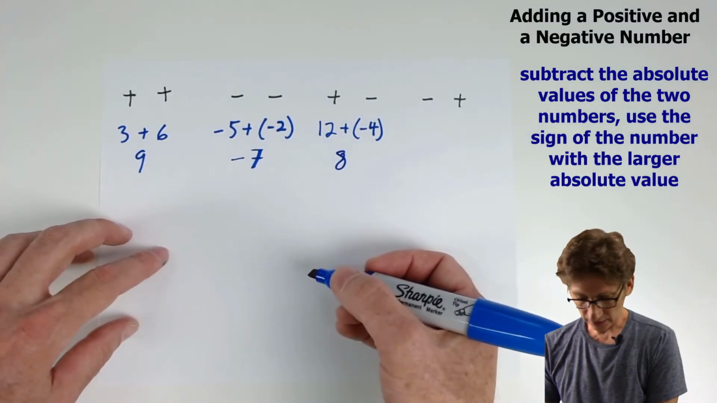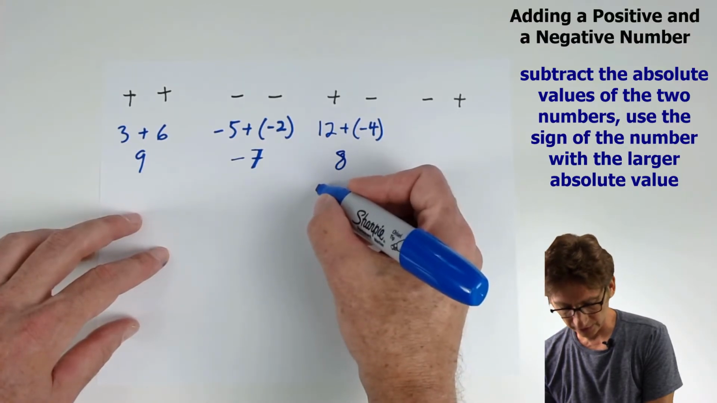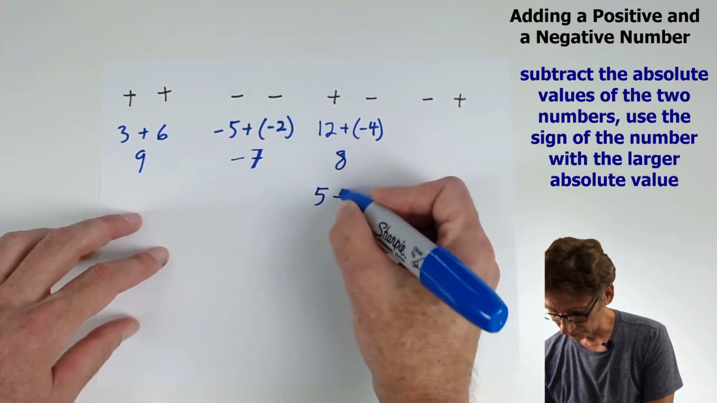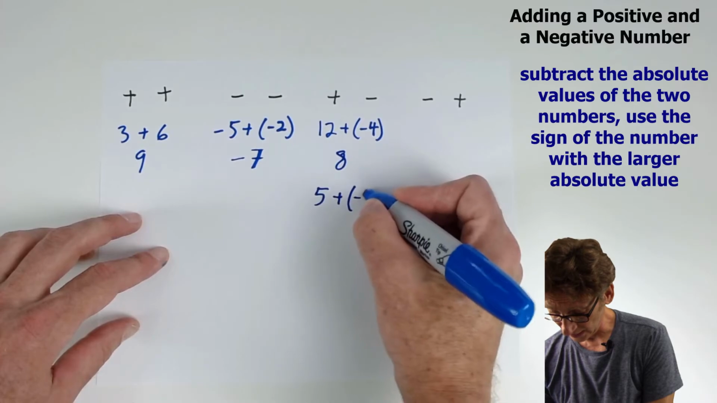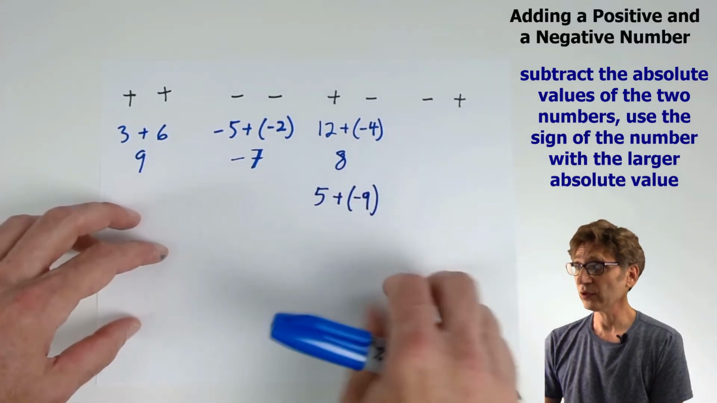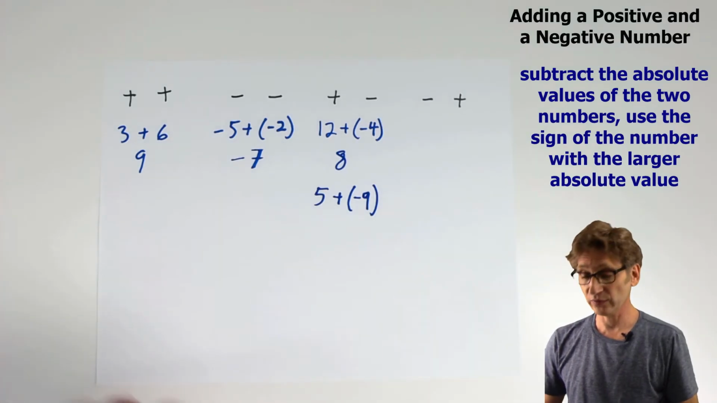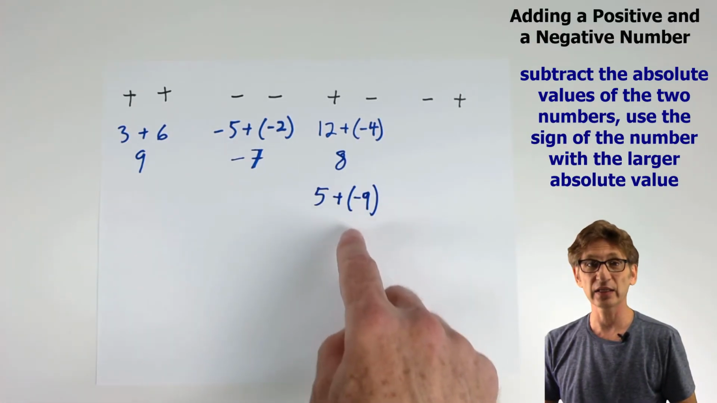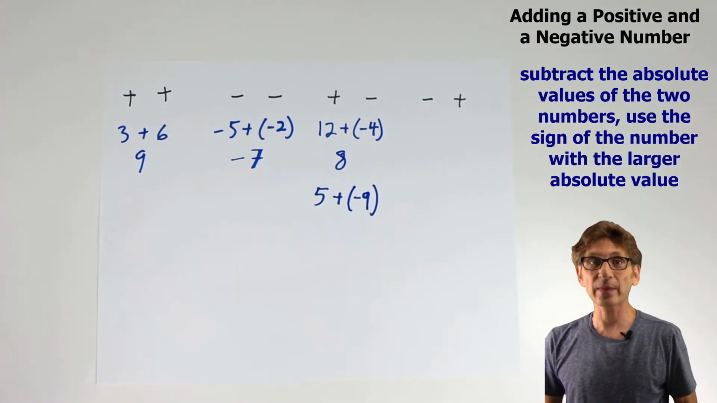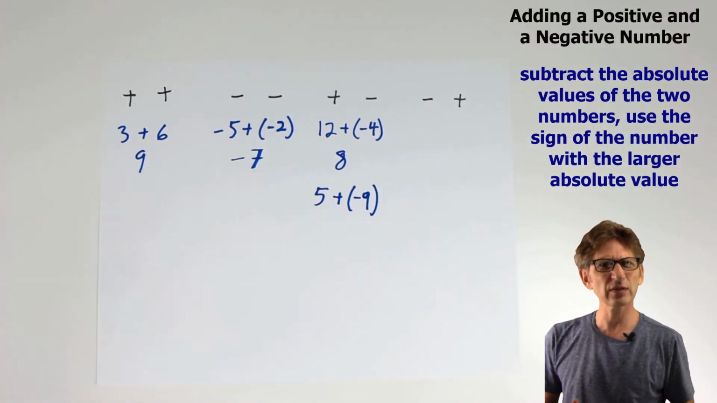Well, let's say I have a situation that's just slightly different. 5 plus negative 9. I'm going to follow the same process. Find the absolute value of both numbers. The absolute value of 5 is 5. The absolute value of negative 9 is 9. Subtract those. 9 minus 5 is 4. So I know the result is going to be 4, but is it positive or negative?